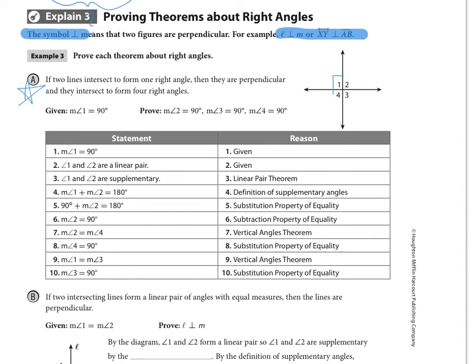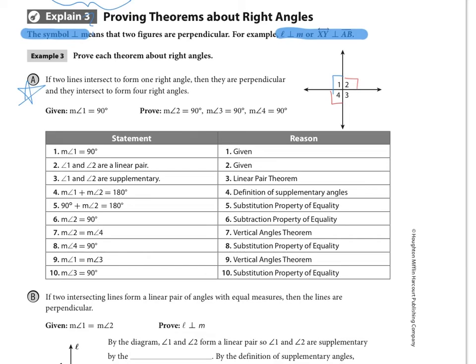We're going to substitute in what we know, which is that angle 1 is 90 degrees, and therefore by subtraction, angle 2 is also 90 degrees. So we'll put in a second right angle right there. Then, once we know that the measure of angle 2 and 4 are the same, because 2 and 4 are vertical angles, and that's the vertical angles theorem, not only is 2 a right angle, but so is 4.